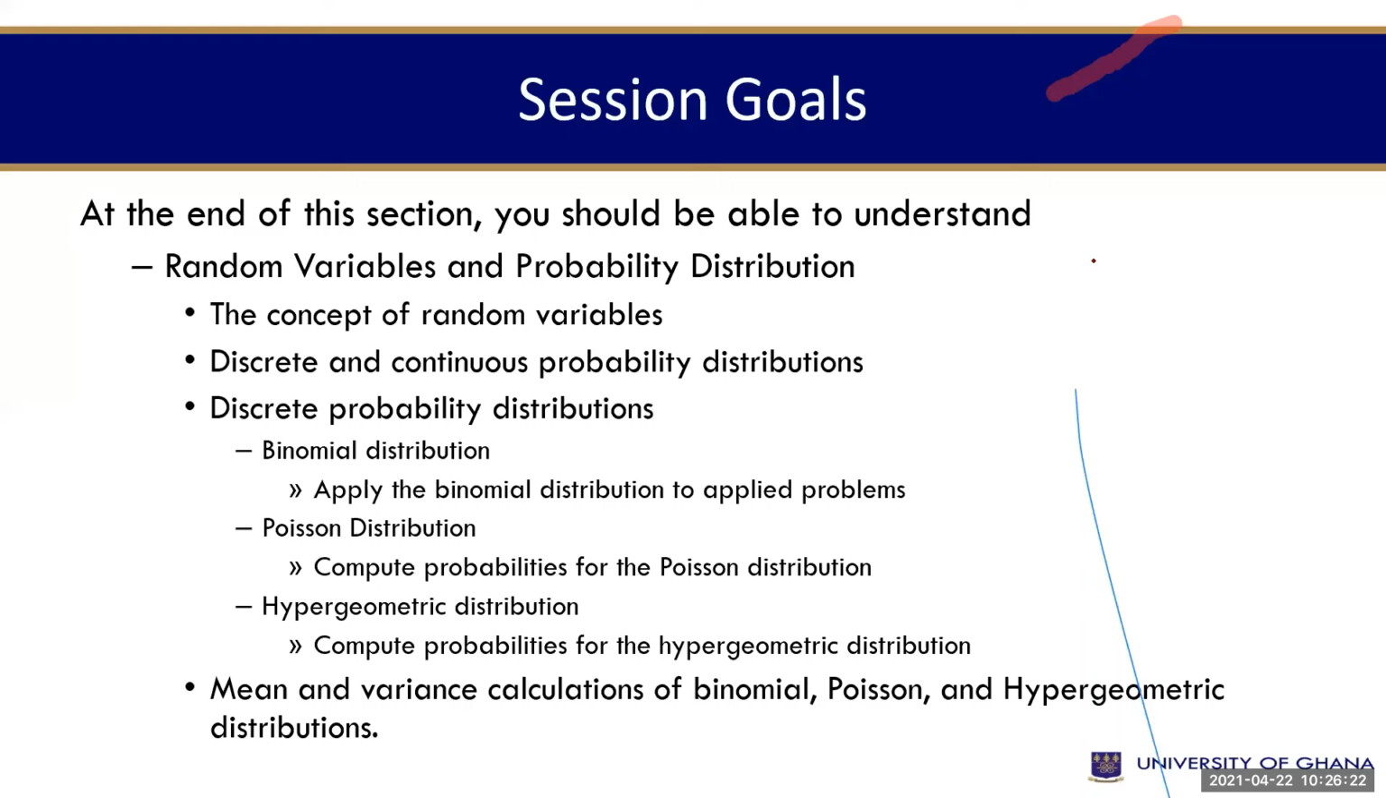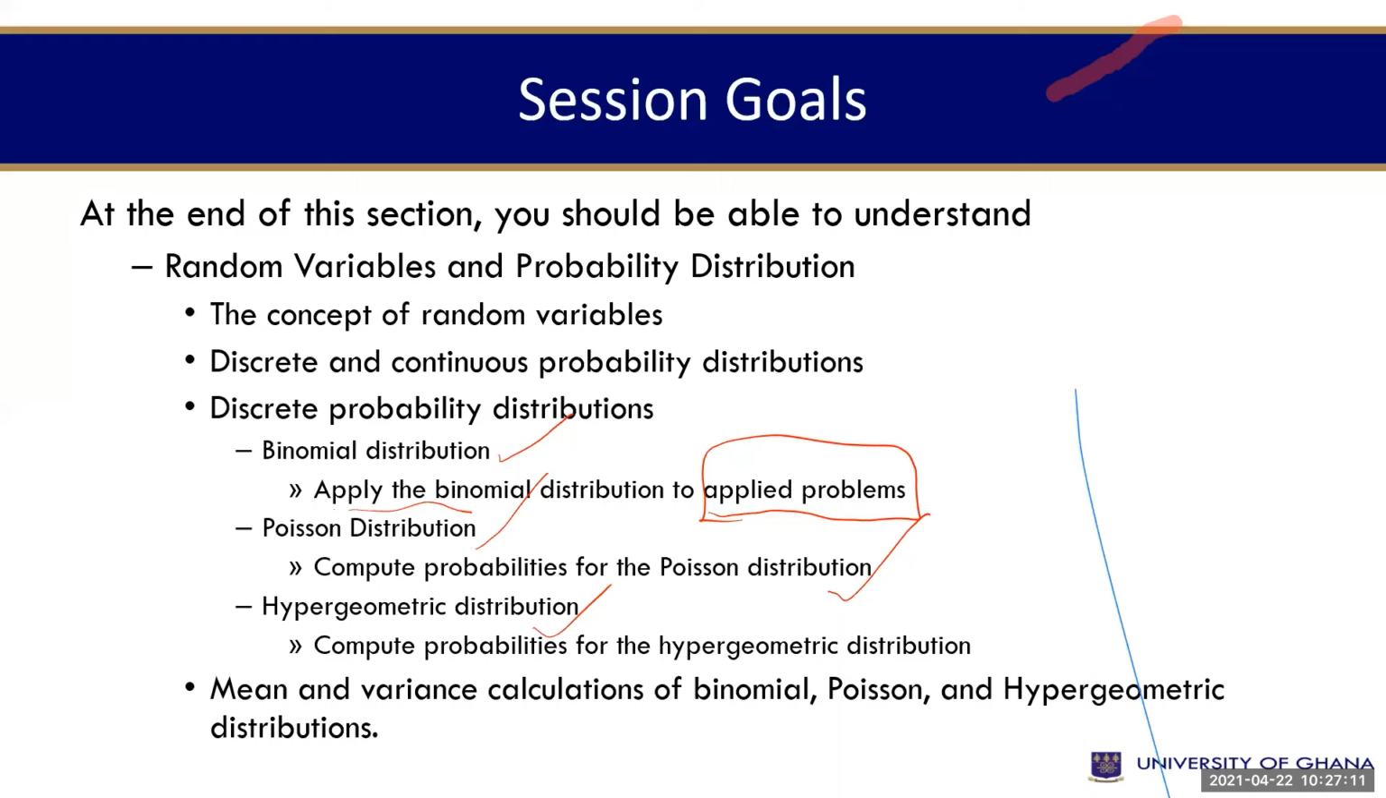Importantly, the concept of random variables, the ideation behind discrete and continuous probability distributions. Under discrete probability distributions, we focus on three main discussions: the binomial distribution, how it's applied, and what are some of the problems that we can identify to apply them with. We'll discuss the Poisson distribution, what it is, the characteristics, the principle behind it, how we solve a probability distribution. The key thing is, how do you even identify a problem that requires a Poisson distribution? Then last, we'll talk about the hypergeometric distribution.